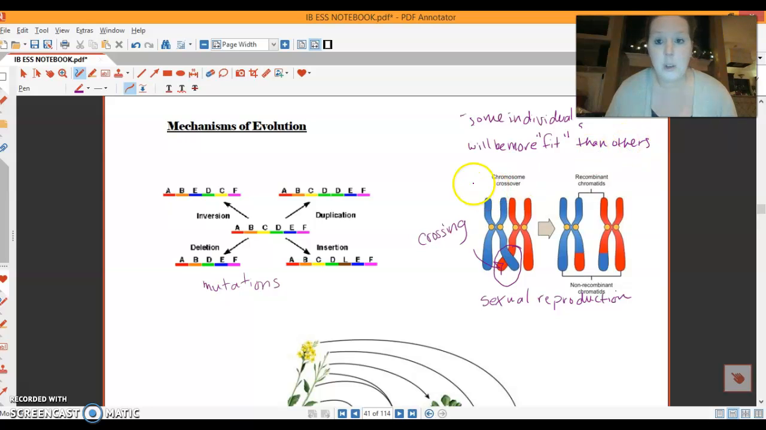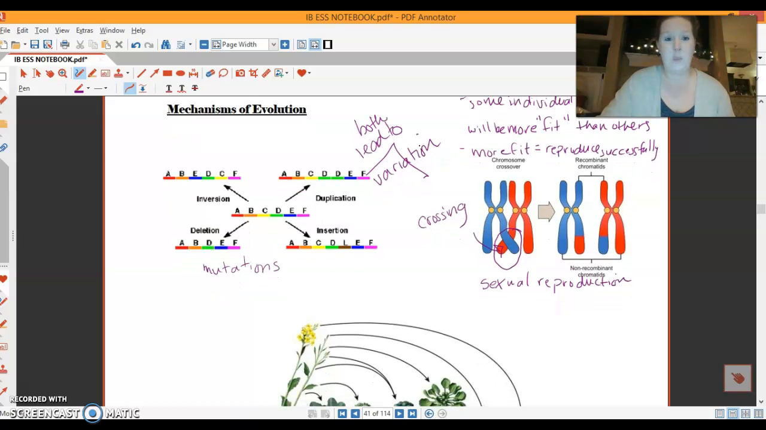Okay? So if they are more fit, they will reproduce successfully. But you know what I mean. So both of these lead to variation, which are different species.